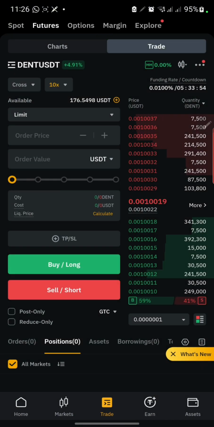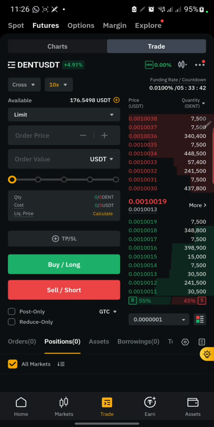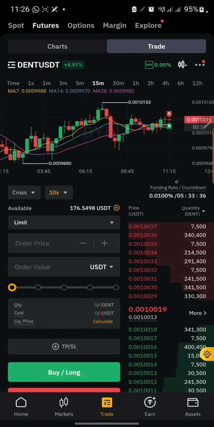In limit buy or limit sell, you put the amount you want to buy at a particular price. Let's say the asset is not currently at that price, and you're expecting it to go down to that price so that you can buy. For example, you want it to come down to this price down here.